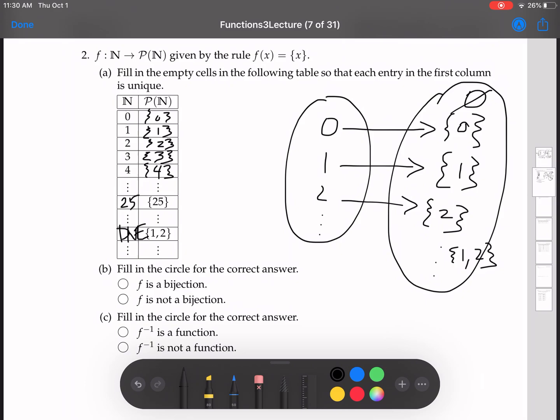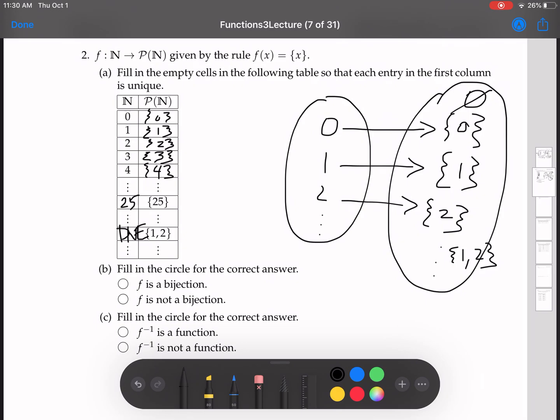So this is not a bijection. Remember, a bijection is a function that is both one-to-one and onto. A function is onto when everything in the target gets hit. Well, here we found not everything in the target gets hit. There's lots of things in the target that don't get hit.